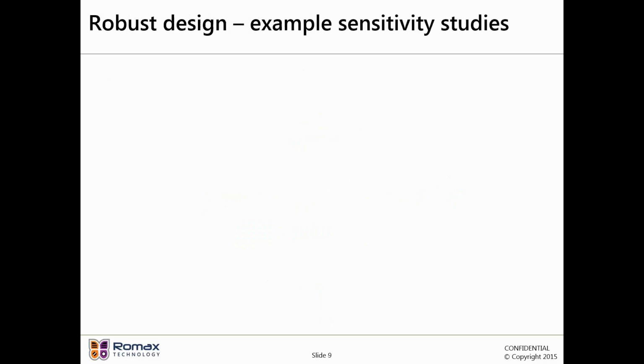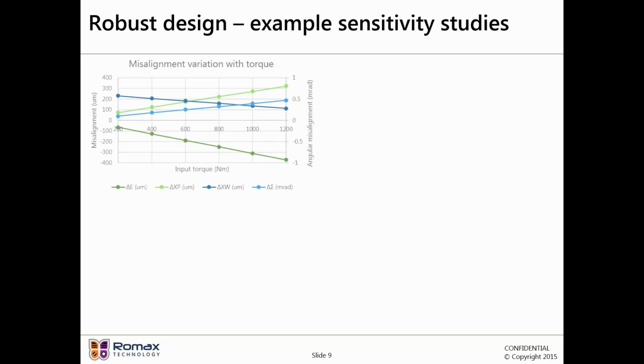So a few days ago, when I was preparing for this webinar, I used the Romax example file to generate a few graphs showing sensitivity studies. For instance, showing how the misalignment can vary with torque. So I ran a case from 200 to 1200 Newton meters, and you can see how the misalignments are varying over that range. So that means that your contact patch has to cope with those ranges of misalignment.